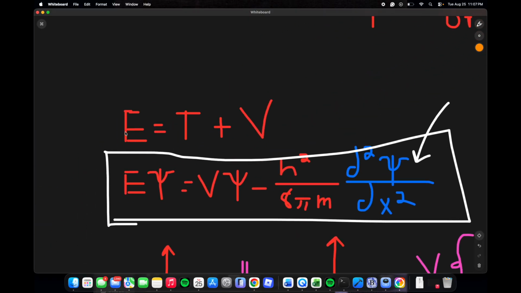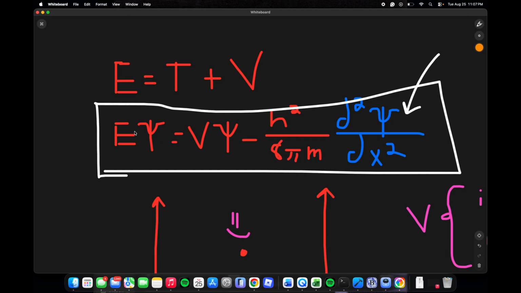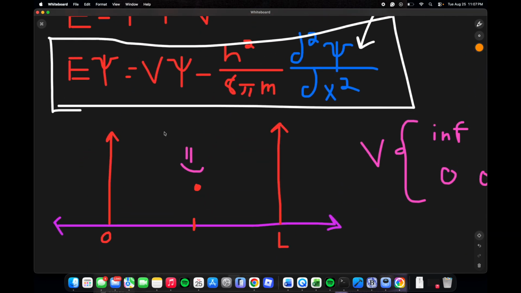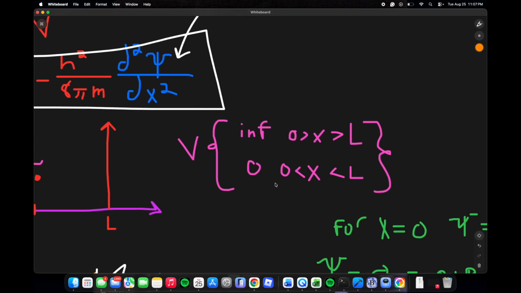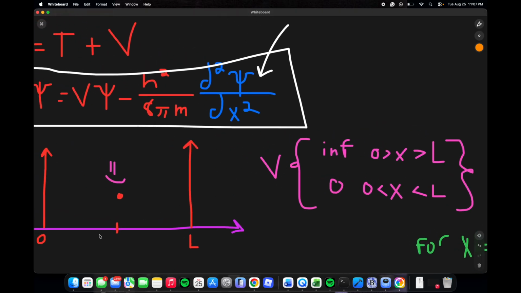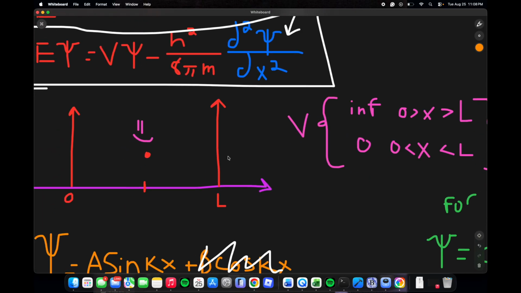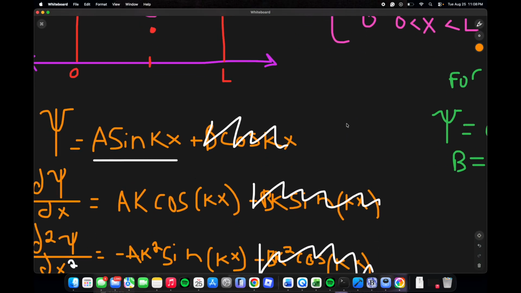We know that energy of a particle is equal to its total kinetic energy plus its potential energy. In the quantum world, Schrödinger has defined this as such. This is called the Schrödinger equation, the differential equation that models the energy of a particle times its wave function. We made up a hypothetical scenario where we have a particle contained within a box from 0 to L, such that the potential energy is 0 inside the box, but outside the box the potential energy skyrockets to infinity because the particle simply cannot exist outside of the box.